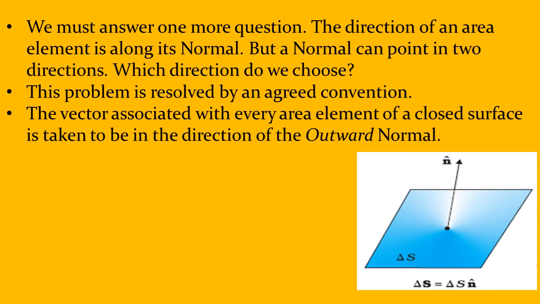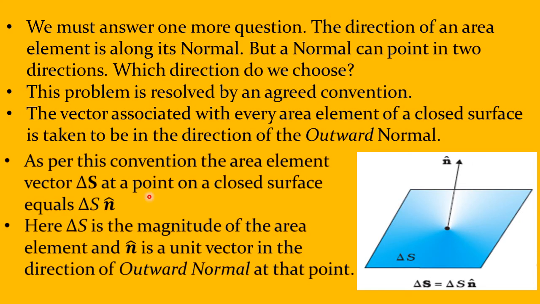Now here is a small area element that we have taken of some of the big area. We have drawn a perpendicular to it. Now this perpendicular will have a direction here and the other direction of this line will be downwards. But what is the convention? The convention is that the direction is the outward normal.